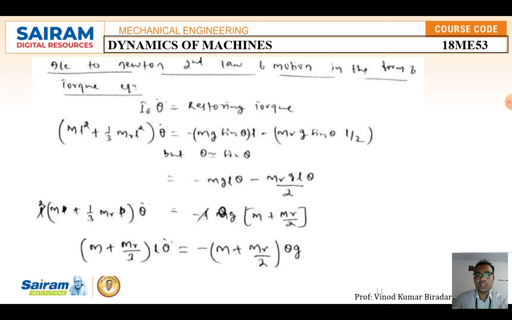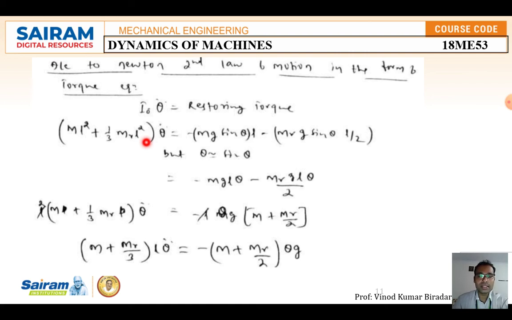So here, normally, I naught theta double dot is equal to the restoring force. I naught is in terms of the angle theta. I naught is the moment of inertia, that is, m into distance squared: m L square plus, for the second part, 1 by 3 Mr L square, times theta double dot, is equal to the restoring force. We get two forces: minus mg sin theta, that is force into distance, the length L.